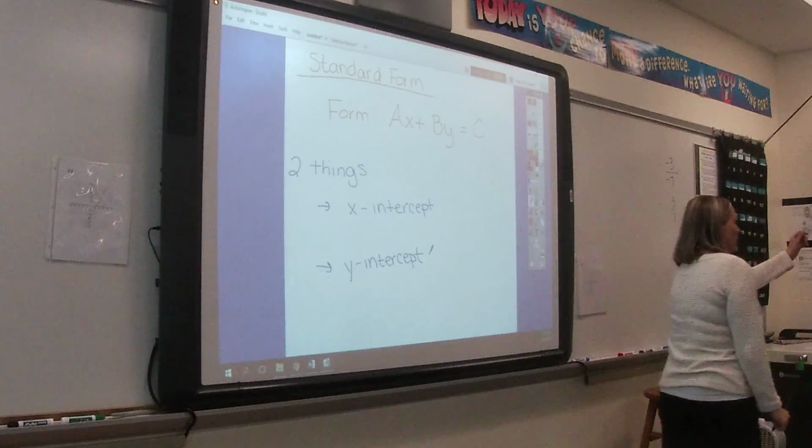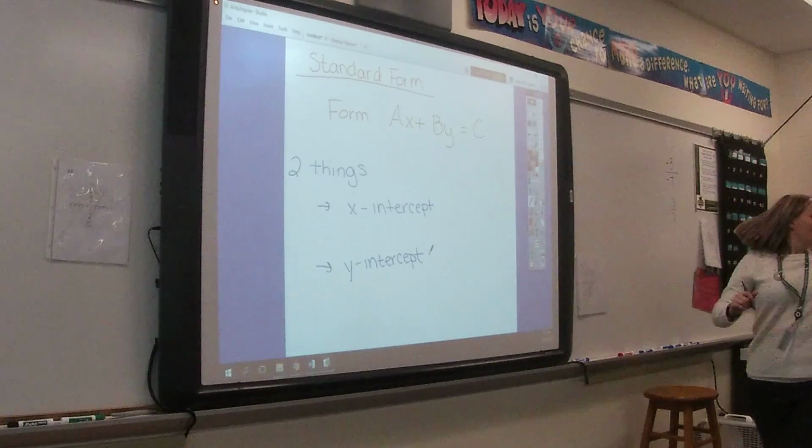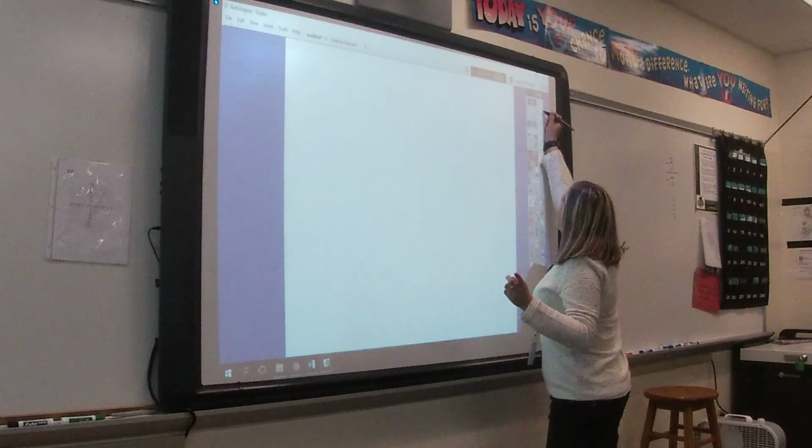Let's see if these are new words or not, if we know what these are. Does anyone know what the x and y intercepts are? Do we know what that word means? Where they intercept. Intercept what? The zero, or each other. No, the zero was the better word of saying that, right?